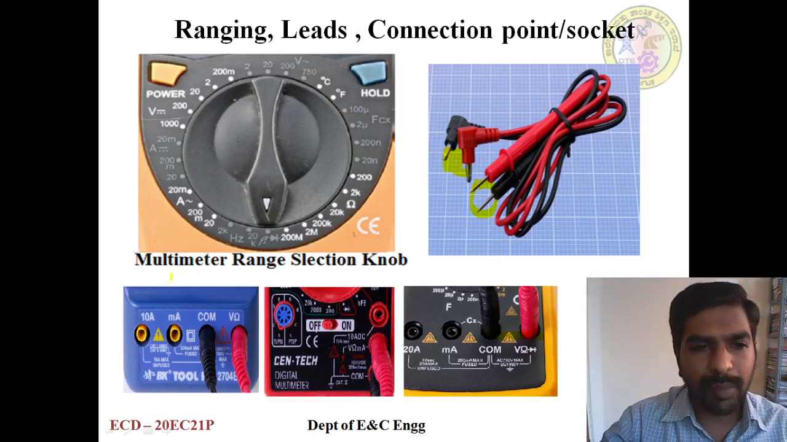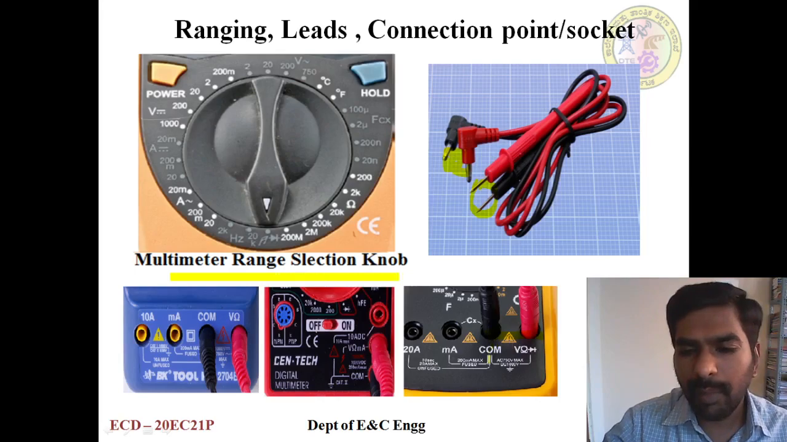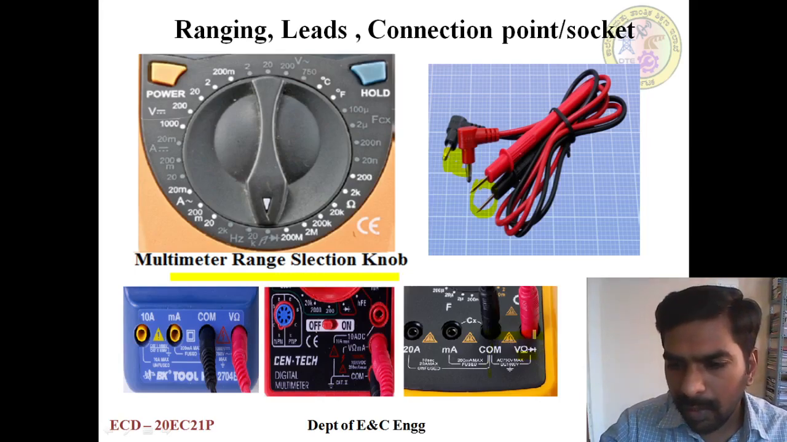We can see there is a multiple range section here. COM means common, and V ohm and diode. With the help of this, we can either measure the voltage value, or measure the resistance value, or test a diode. So these 3 operations can be done.